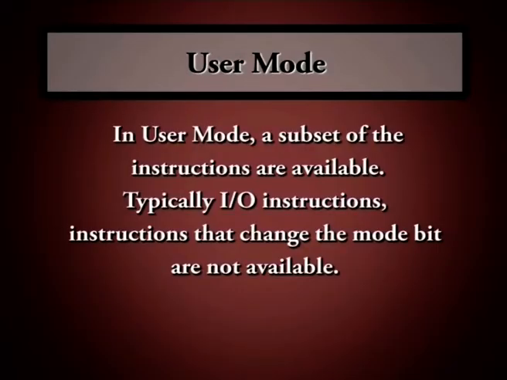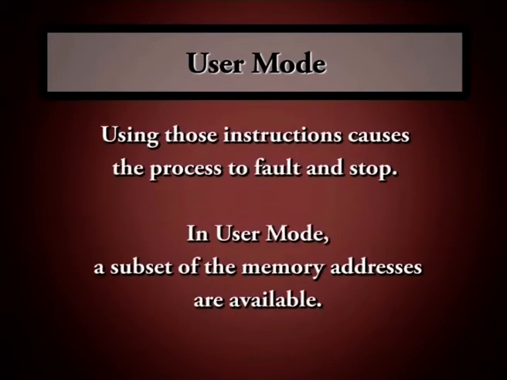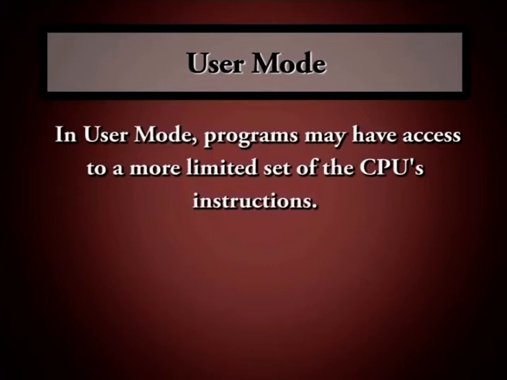In user mode, a subset of the instructions are available. Typically, input-output instructions that change the mode bit are not available. Using those instructions causes the process to halt and stop. In user mode, a subset of the memory addresses are available. In user mode, programs may have access to a more limited set of the CPU's instructions.